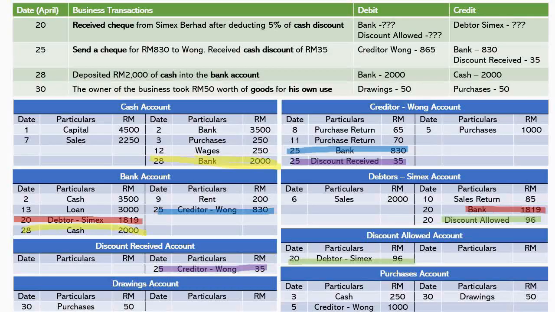Okay. Dan akhir sekali adalah drawing ya. Drawing. Debit drawing. Credit purchases.